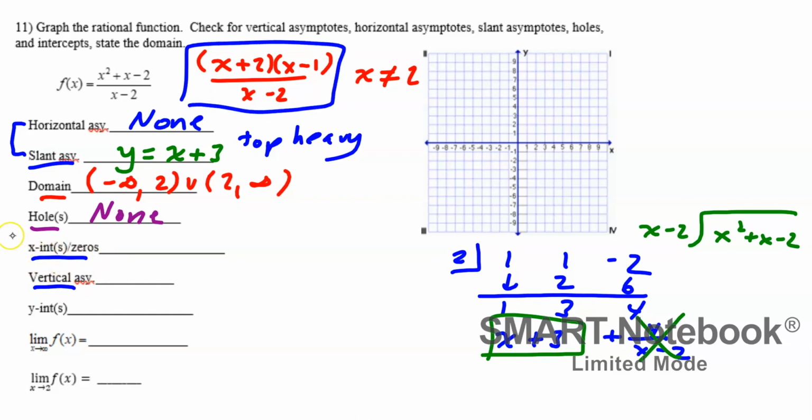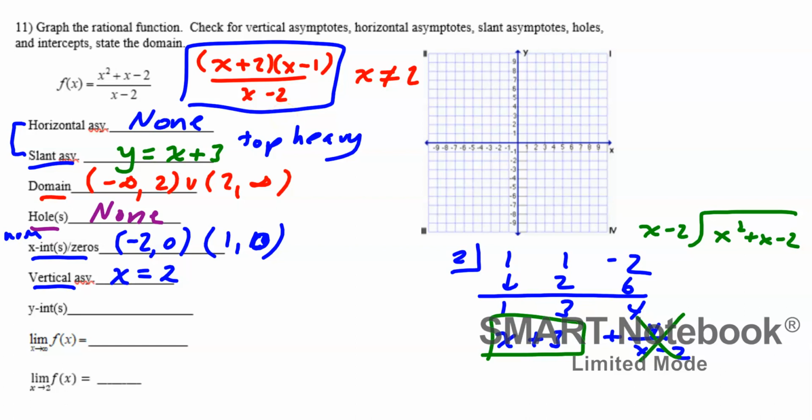So your x-intercepts, you're going to look at the numerator. You're going to look at these two pieces. So x plus 2 and x minus 1 means you have x-intercepts at negative 2, 0 and 1, 0. And yes, I would like you to write them as coordinates. Your vertical asymptote has to do with what's in the denominator still, and so you cannot cross the line x equals positive 2.